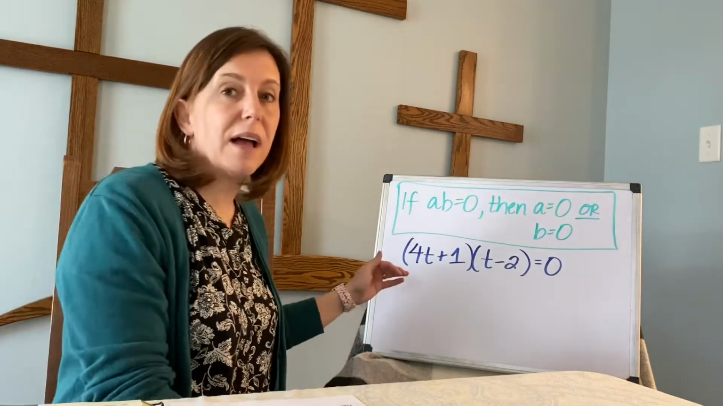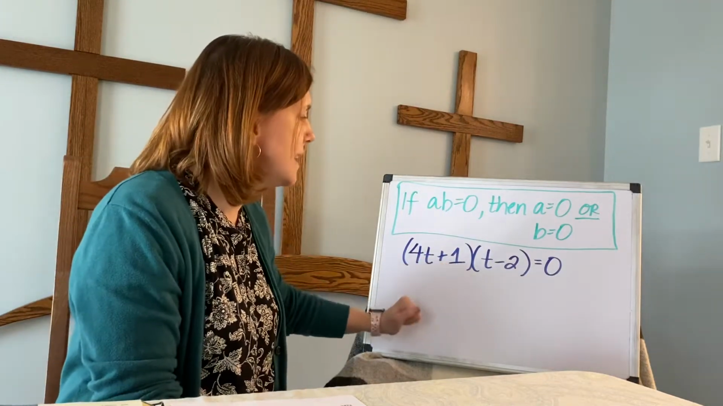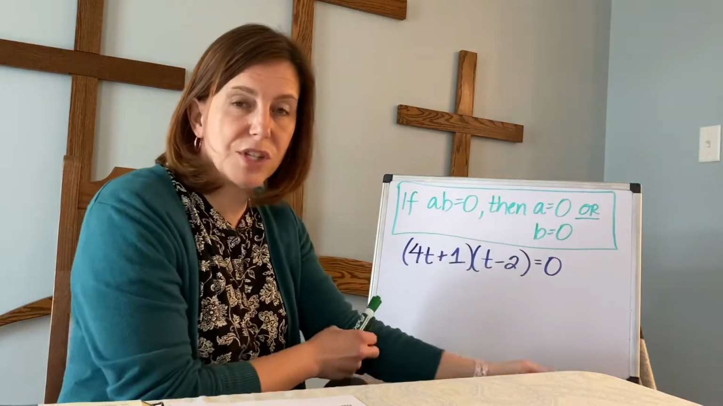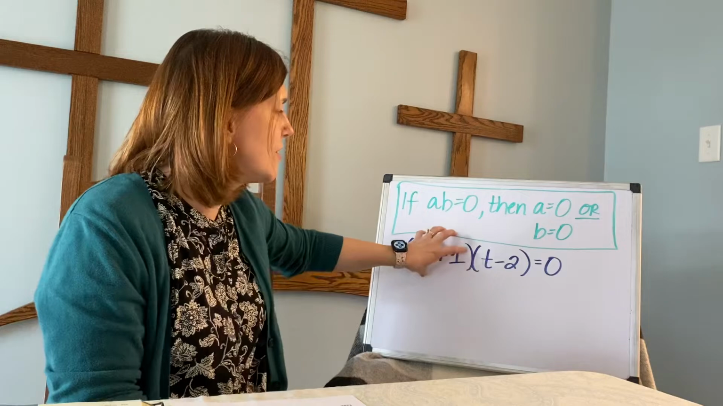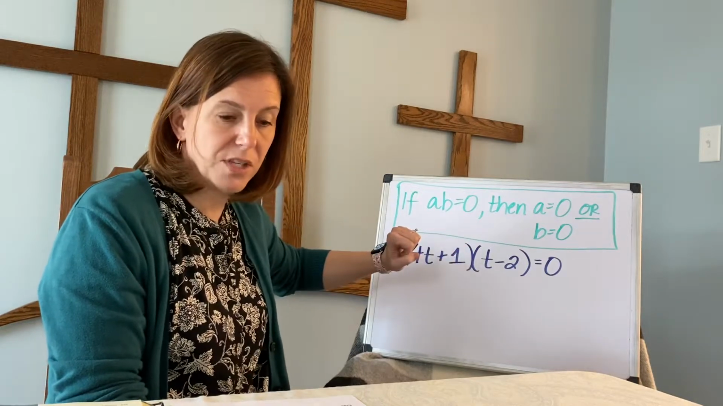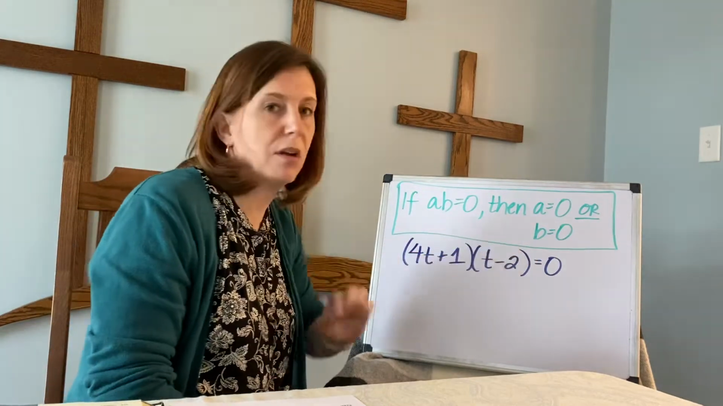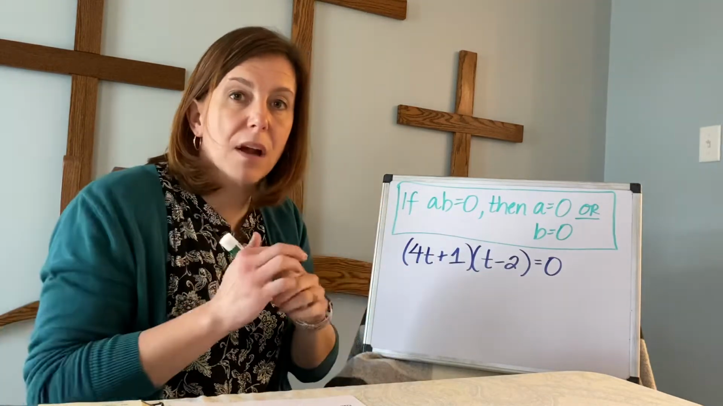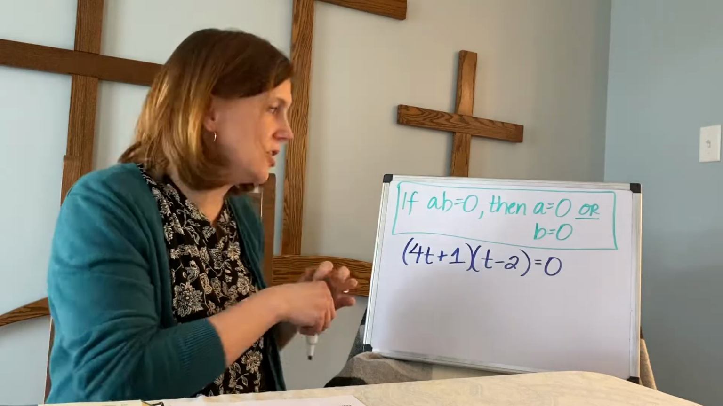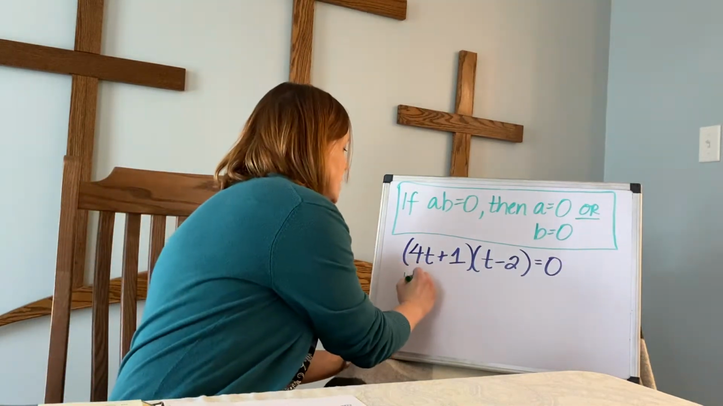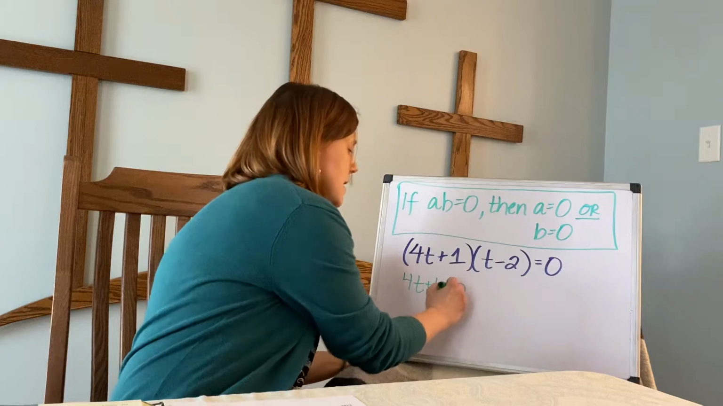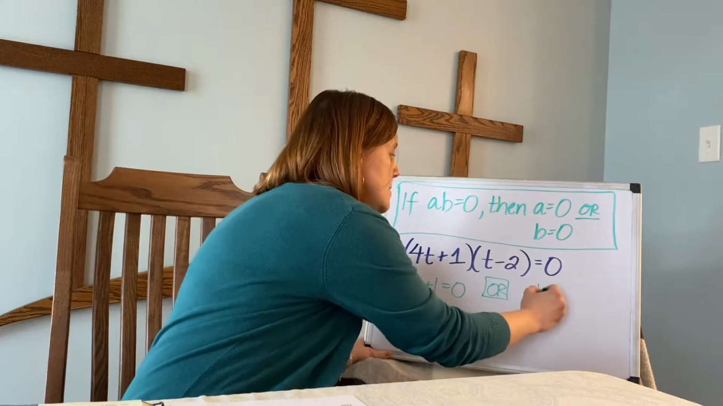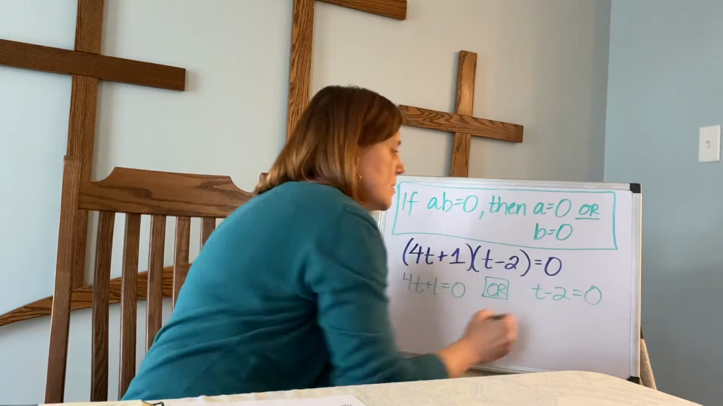Okay, so this is my equation. This quantity times this quantity equals 0. Well, I'm going to use this rule that we just talked about and say, well, that means either this chunk has to equal 0 or this chunk equals 0. So I take this one equation and I break it apart into 2 smaller equations. That tells me that 4t plus 1 has to equal 0, or t minus 2 equals 0.